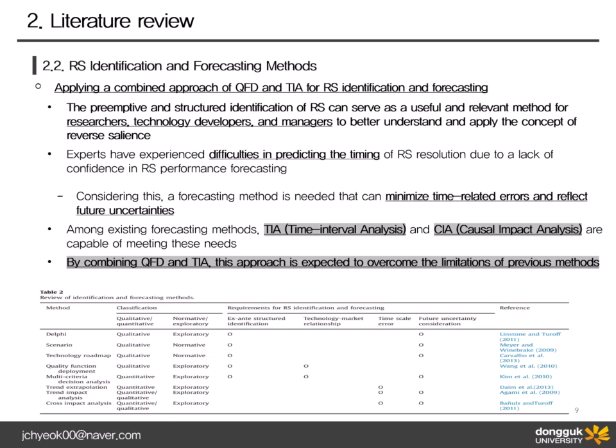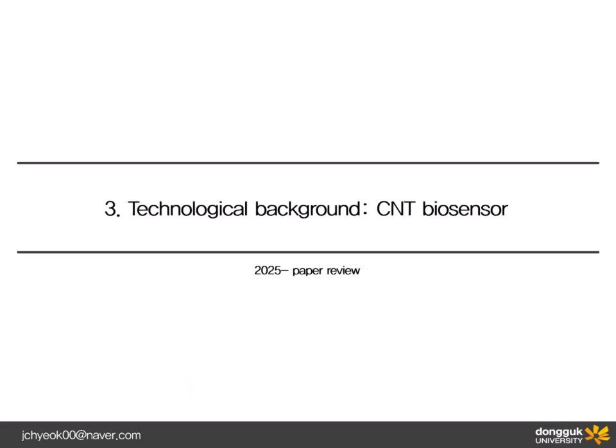suitable for RS identification. Among existing forecasting methods, trend impact analysis and cross impact analysis are capable of meeting this forecasting requirement. By combining QFD with TIA, the approach proposed in the study is expected to overcome the limitation of previous methods. This section provides the technological background of CNT biosensors.